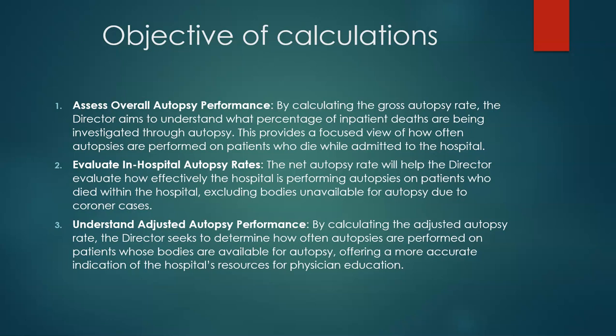2. Evaluate in-hospital autopsy rates. The net autopsy rate will help the director evaluate how effectively the hospital is performing autopsies on patients who died within the hospital, excluding bodies that are unavailable for autopsy due to coroner's cases. And 3. To understand the adjusted autopsy performance. By calculating the adjusted autopsy rate, the director seeks to determine how often autopsies are performed on patients whose bodies are available for autopsy, offering a more accurate indication of the hospital's resources for physician education.